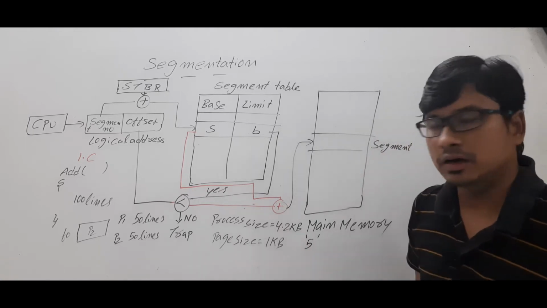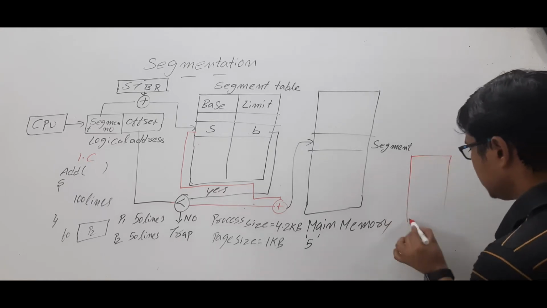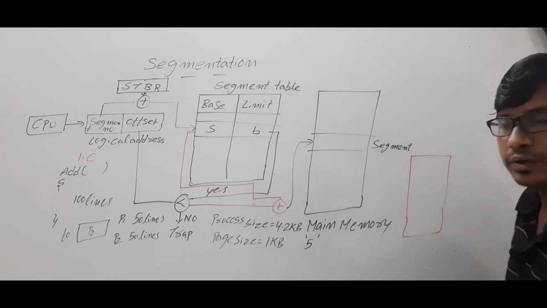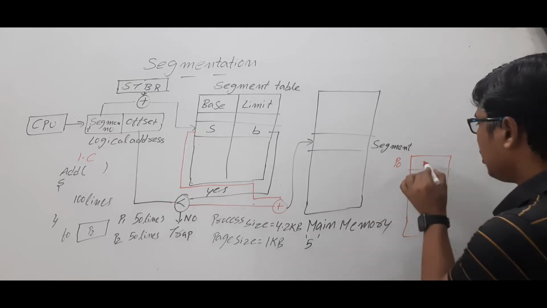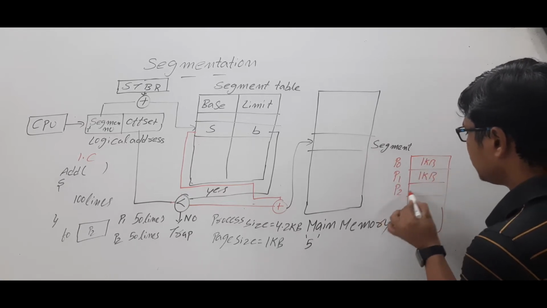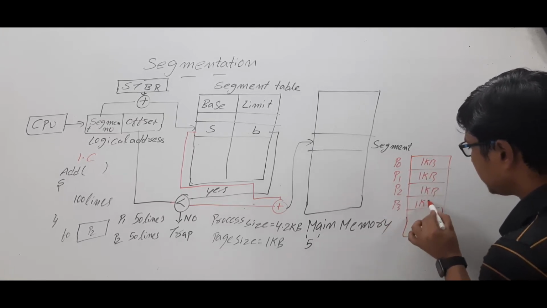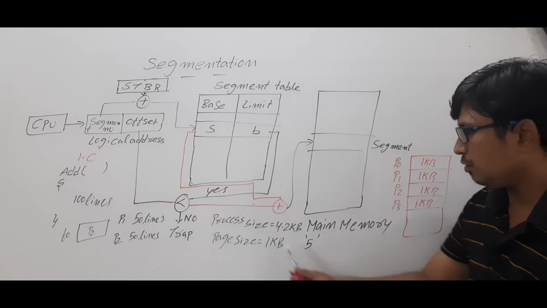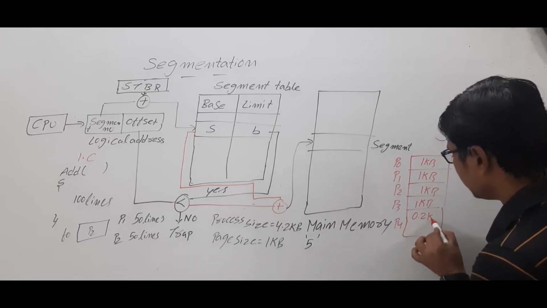Am I right or wrong? Let me divide that. You have a process of 4.2 KB. Page number 0 will have the first 1 KB, page number 1 will have another 1 KB, page number 2 another 1 KB, and page number 3 another 1 KB. So you have 4 KB out of 4.2 KB. So page number 4 will have 0.2 KB.